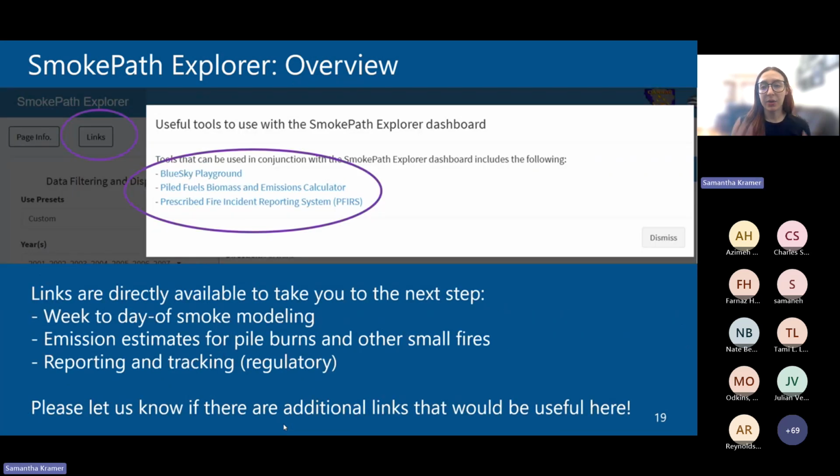And then lastly, I know I mentioned that we are not explicitly including emissions in this, as well as the fact that we are not a replacement for day-of go, no-go decisions. We are a planning tool. But we did provide some links here, such as the BlueSky Playground, the Piled Fuels Biomass and Emissions Calculator, and the prescribed fire incident reporting system.